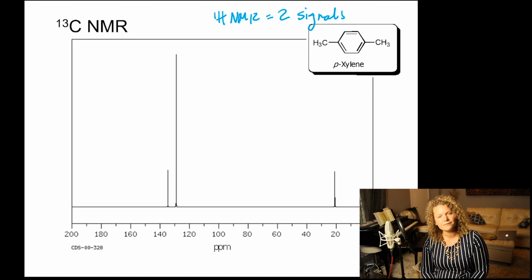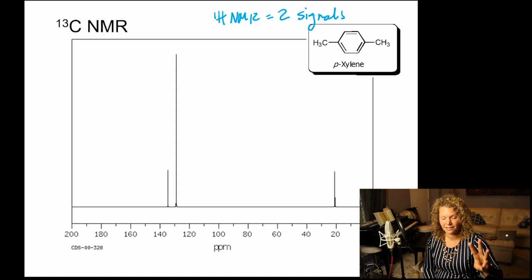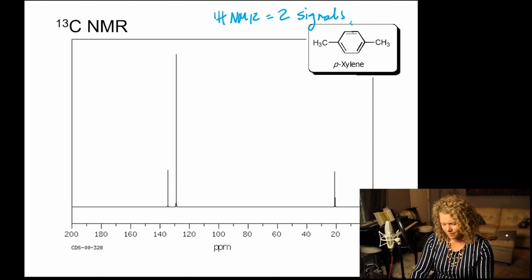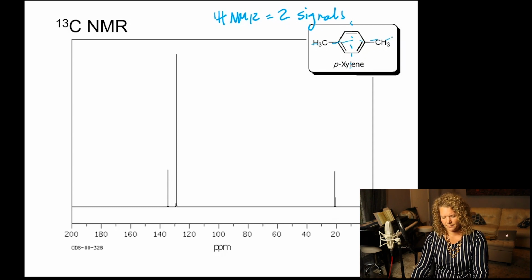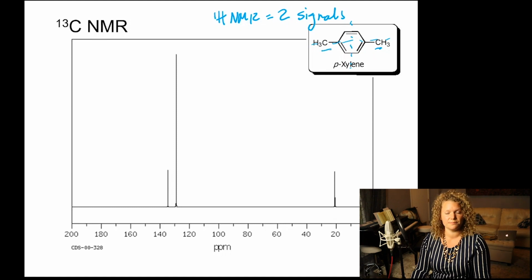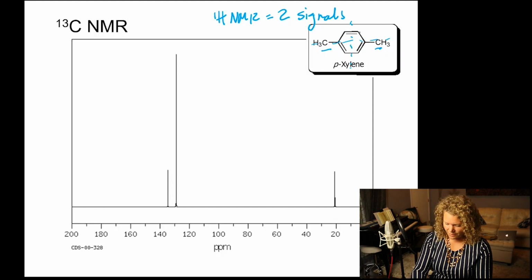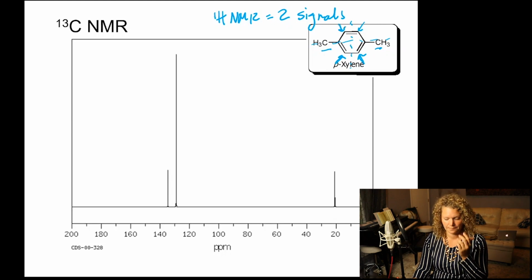For paraxylene, for the carbon, how many signals do you see? We see 3 signals. Why is this? Well, we didn't change our symmetry, right? We still have symmetry here. So that means that this methyl is the same as this methyl, okay? Our aromatic carbons are still the same. This carbon, this carbon, this carbon, and this carbon are indeed the same.